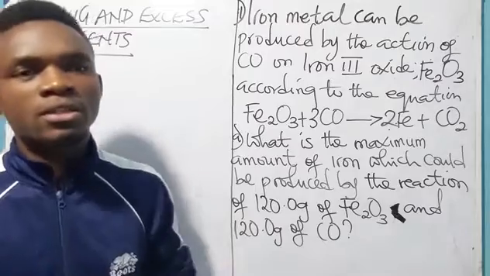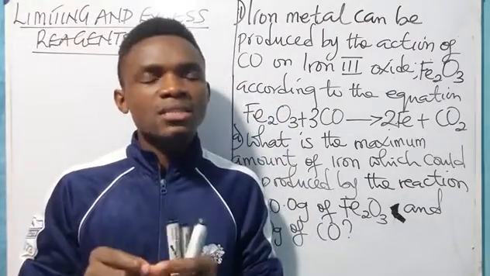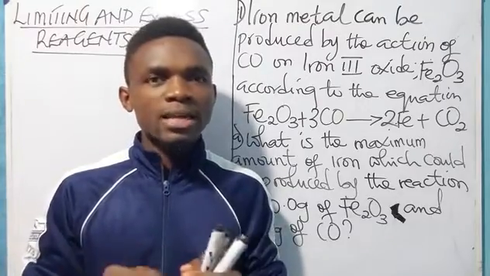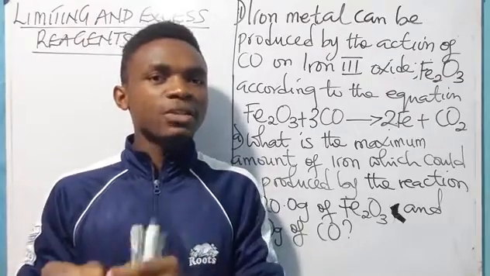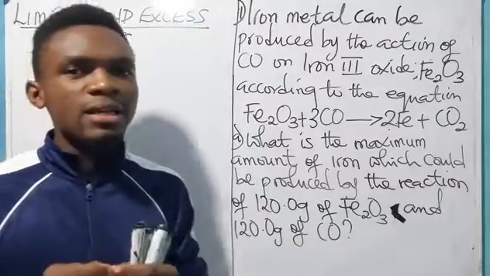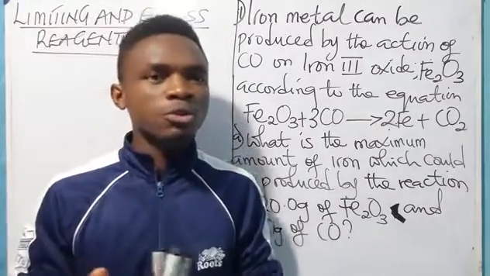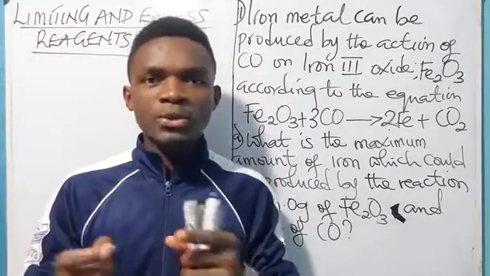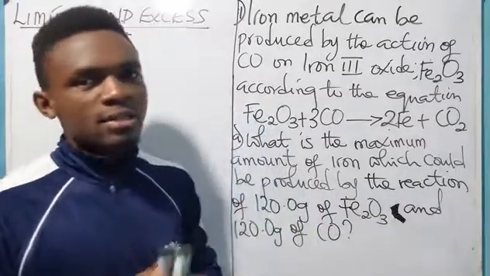What is a limiting reagent? A limiting reagent is a reactant that is first used up in a chemical reaction. I can say that limiting reagents are reactants that are first used up in a chemical reaction. When reactants are used up in a chemical reaction, it therefore means that there will be no formation of what? Product. Product will not be formed because the reactants have been used up.